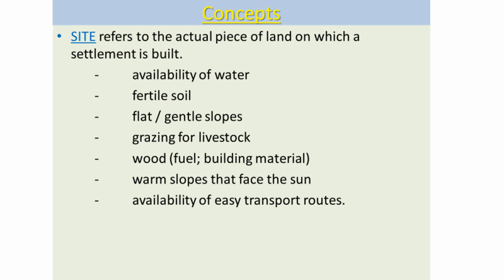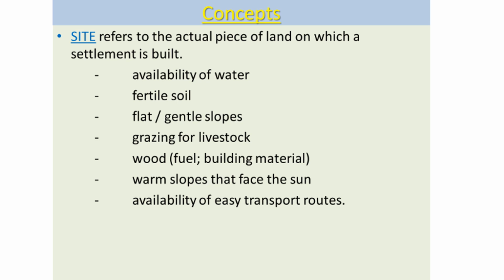These site factors include the availability of water, fertile soil, flat and relatively gentle slopes, grazing for livestock, wood that could serve as fuel for making fire and for keeping people warm, and for making food, but this wood could also be used as building material for structures, warm slopes that face the sun, in other words aspect, and the availability of easy transport routes.